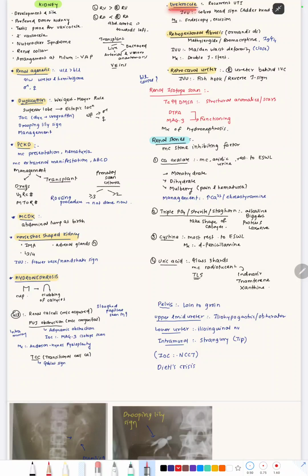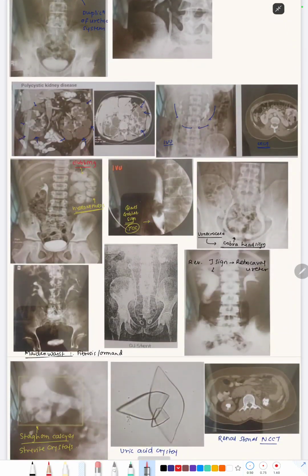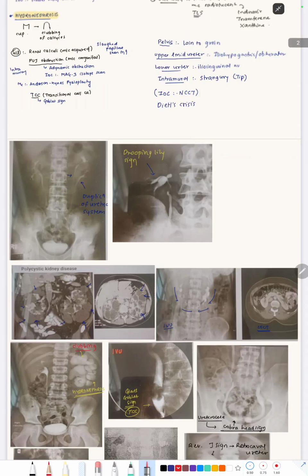next is going to be the ureterocele. Ureterocele is one of the causes of recurrent UTI. On intravenous urogram, you will find a dilatation of the ureters at the end. So cobra head sign or adder head sign is seen. Management is endoscopy and excision of this. So over here you can see the dilatation of the ureters at the terminal end. It shows a cobra head or an adder head sign.